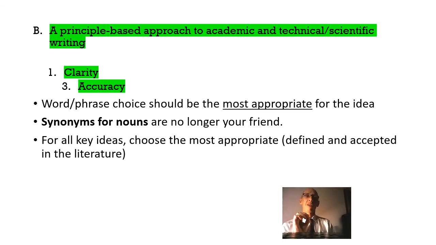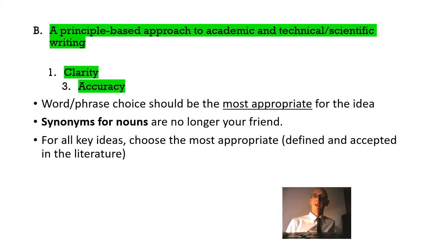Okay, the other thing about accuracy is for any key idea. Most of the nouns in your writing are going to be key ideas, but most specifically the ones that you're talking about, like a technology that you're going to write about, or the group of students that you're discussing in your final, or the discipline you're discussing in your final report. You find the most appropriate term and you use it exactly the same way throughout the paper.